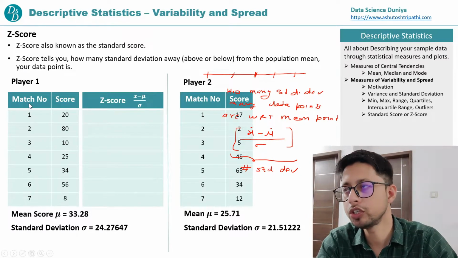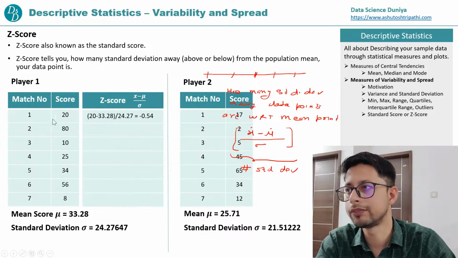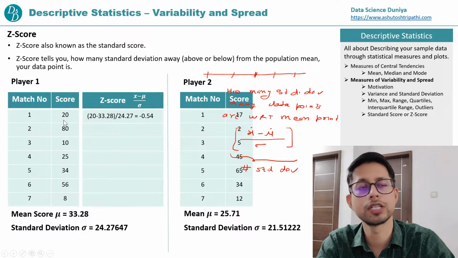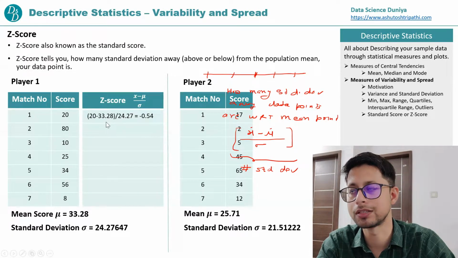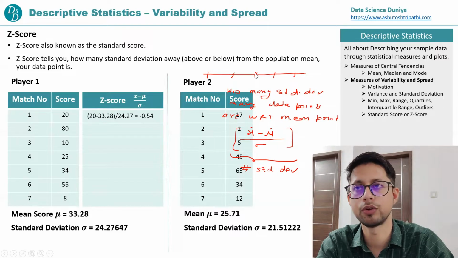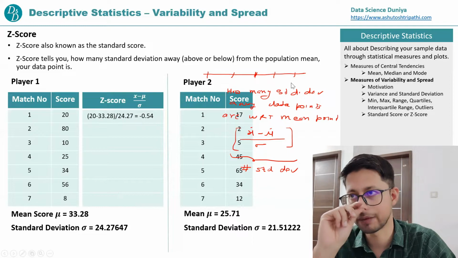If you focus on player 1, for the score of 20, what is the Z-score? It defines how many standard deviations away this score is with respect to the mean point. So x, that is 20, minus the mean 33.28, divided by the standard deviation. It comes to around minus 0.5. It can be negative also, so it is towards the left of your mean value, or you can say below the mean.